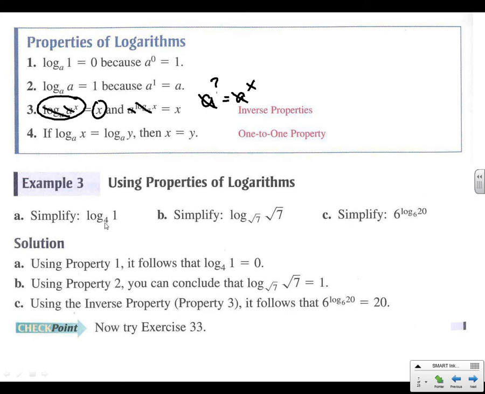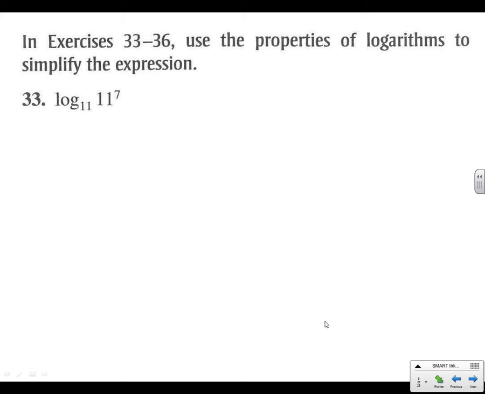So if we were to simplify log base 4 of 1, it's going to be 0, because 4 to the 0 gives me 1. Log base 7, root 7 to root 7, root 7 to the first gives me root 7, so my answer here is 1. And 6 to the log 6 of 20, the 6 and the log 6 are going to cancel, and I'm just going to be left with 20. Okay? All right, use those properties, see if you can do problem 33.